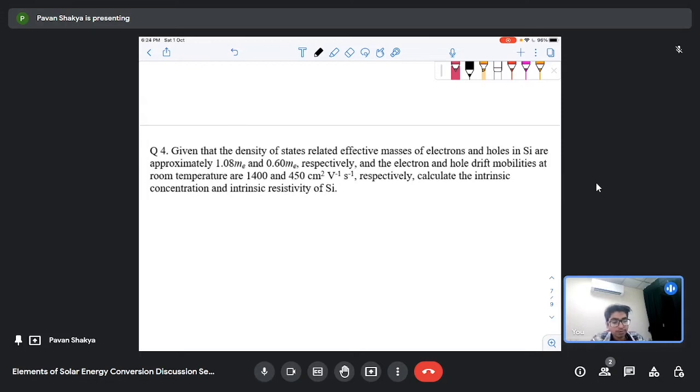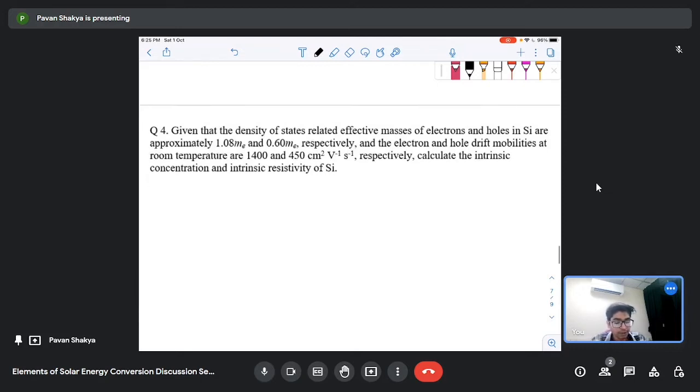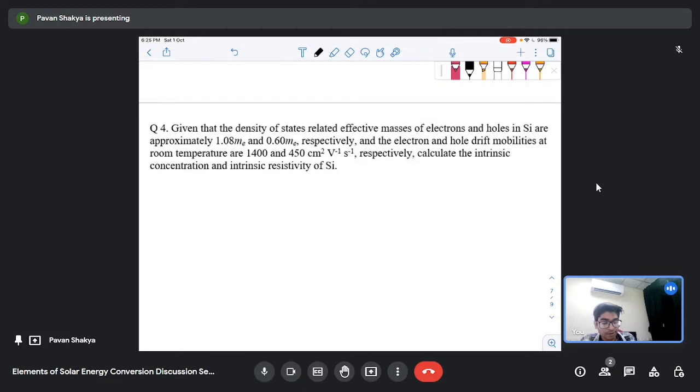So in the next problem it has been asked: given that the density of states effective masses of electrons and holes in silicon semiconductor are approximately 1.08 me and 0.60 me respectively, and the electron and hole drift mobilities at room temperature are 1400 and 450 centimeter square per volt per second respectively, calculate the intrinsic concentration and the intrinsic resistivity of the silicon.